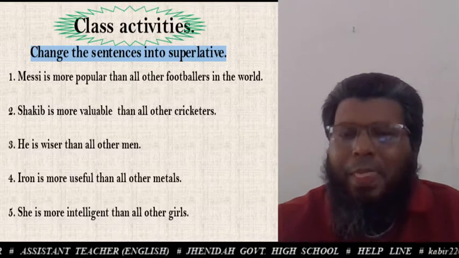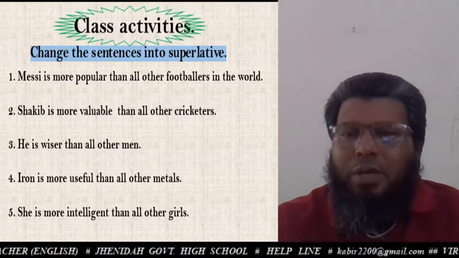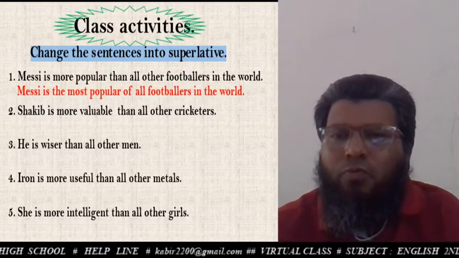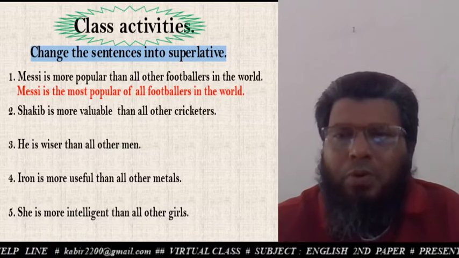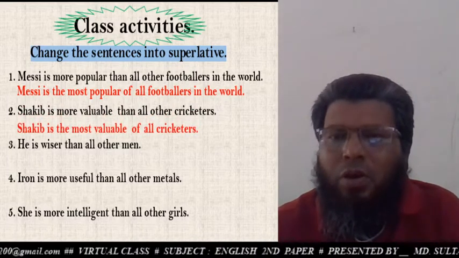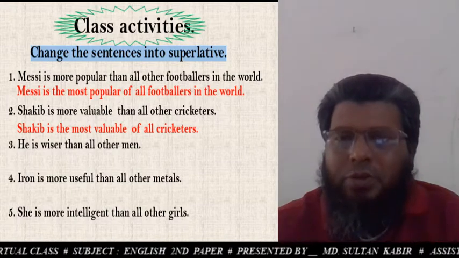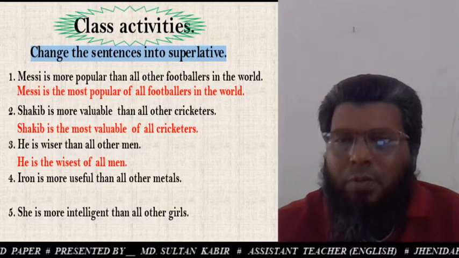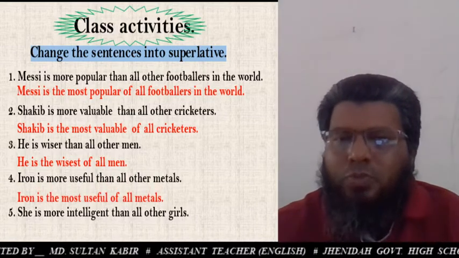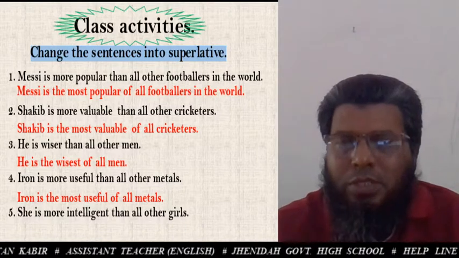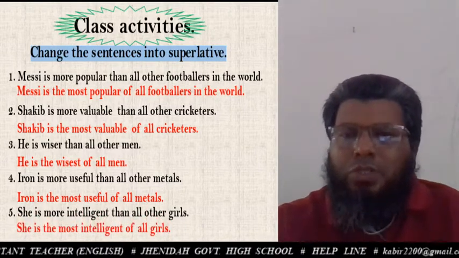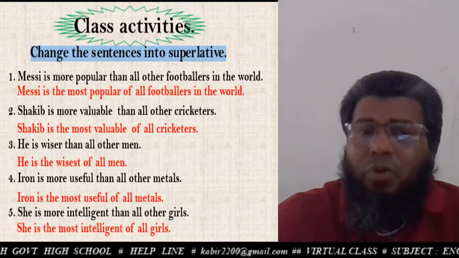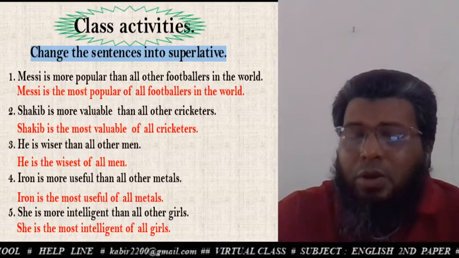Okay, dear learners, I think you have done. Now, match your answer with me. Okay, here, Messi is the most popular of all footballers in the world. And number 2, Sakib is the most valuable of all cricketers. And number 3, he is the wisest of all men. Number 4, iron is the most useful of all metals. And the last one is here, she is the most intelligent of all girls. Okay, if you have any mistakes, now you can correct yourself.